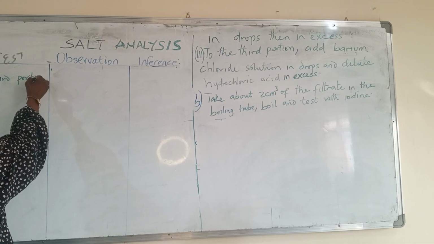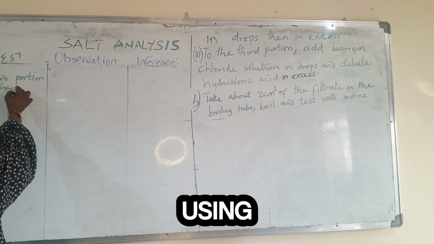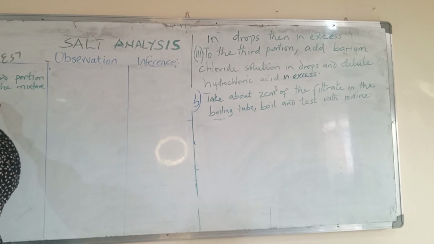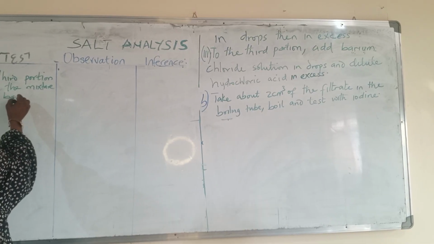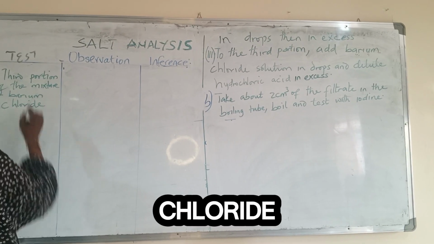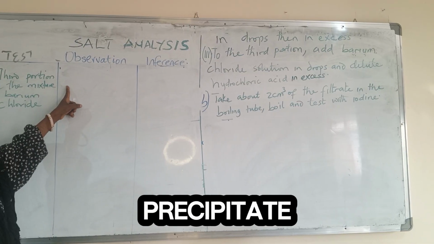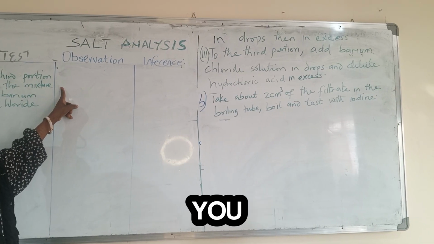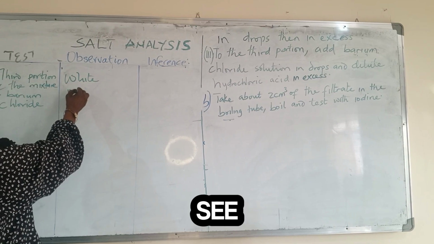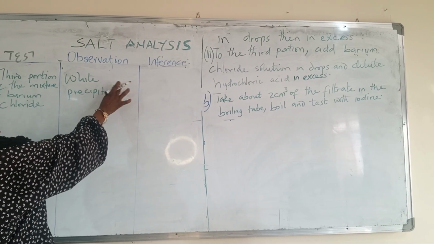Third portion of the mixture that we have been using all along, plus barium chloride. You will just add a few drops of barium chloride solution. If you now observe a white precipitate, don't forget it is a white substance we are dealing with. So you have a white precipitate observed.